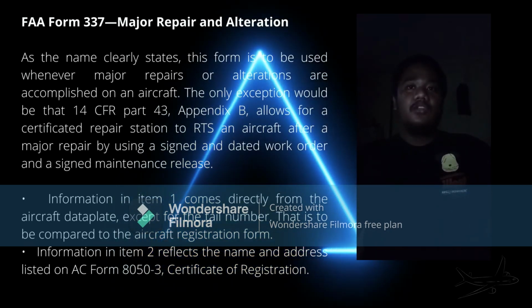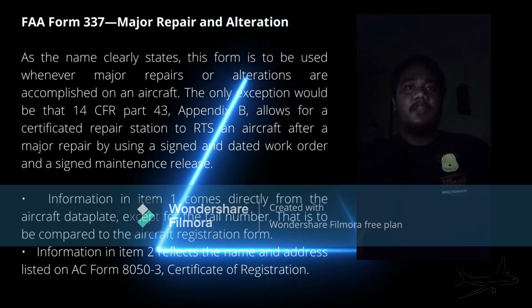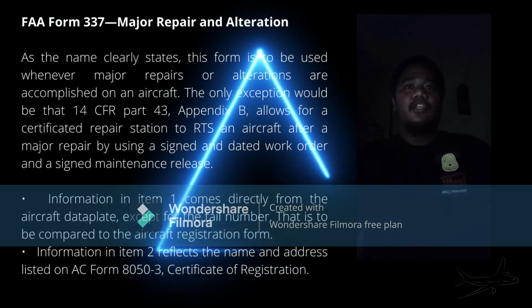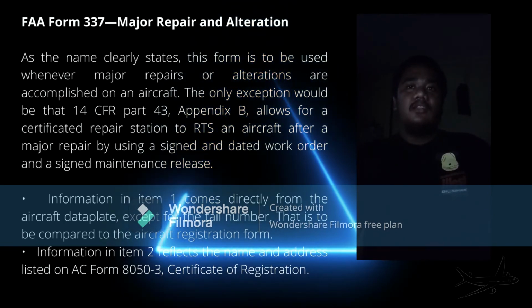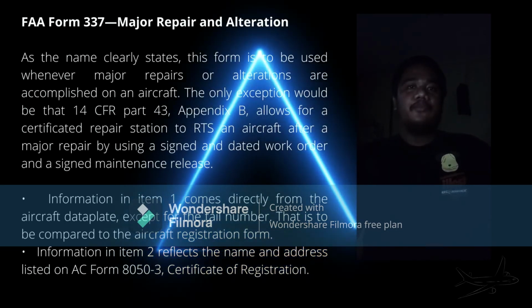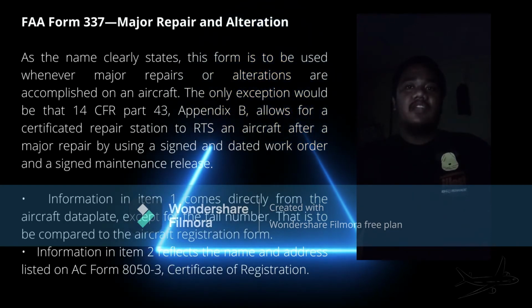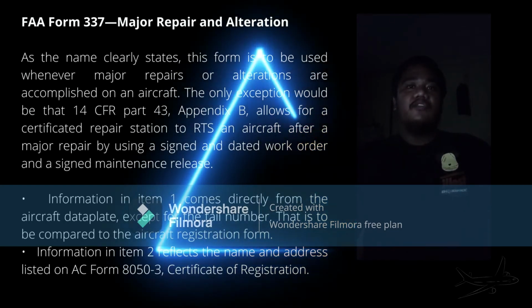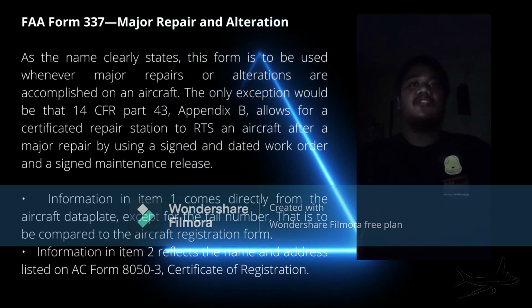Information in Item 1 comes directly from the aircraft data plate except for the tail number. That is to be compared to the aircraft registration form. Information in Item 2 reflects the name and address listed on aircraft form 8050-3 certificates of registration.